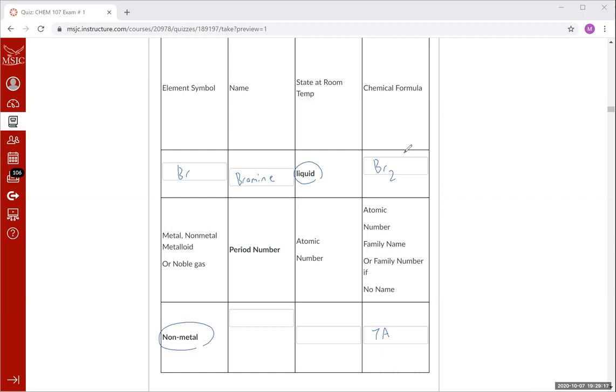Looking at the period number, if we look at bromine in the periodic table, what row is bromine found in? 4. Yep, perfect. So the period number would be 4. And then looking at bromine's panel, the atomic number, or the number above bromine, is 35. Does this make sense to everyone? Yes. Perfect.